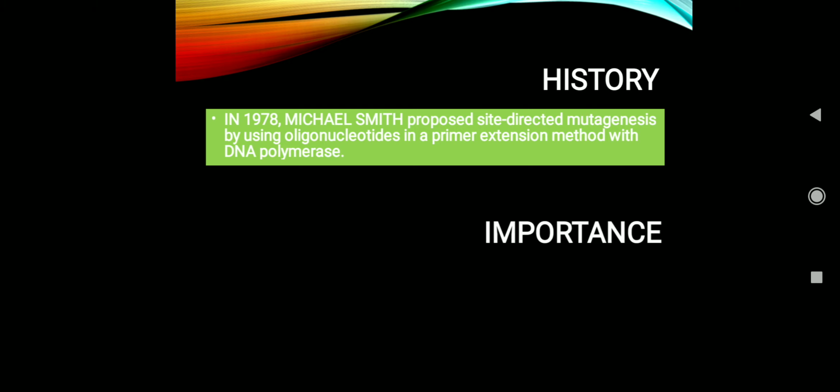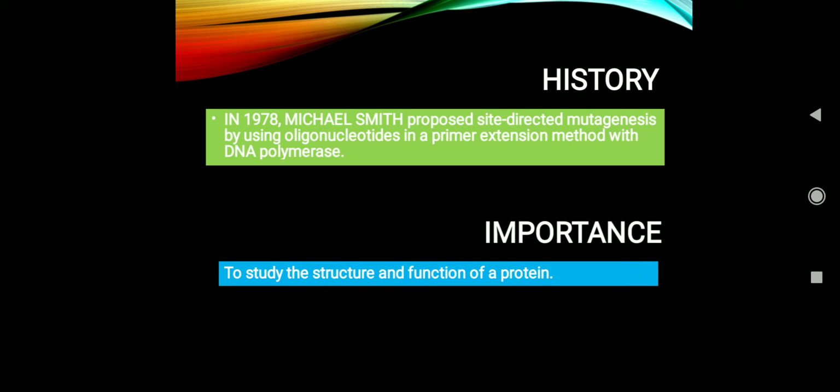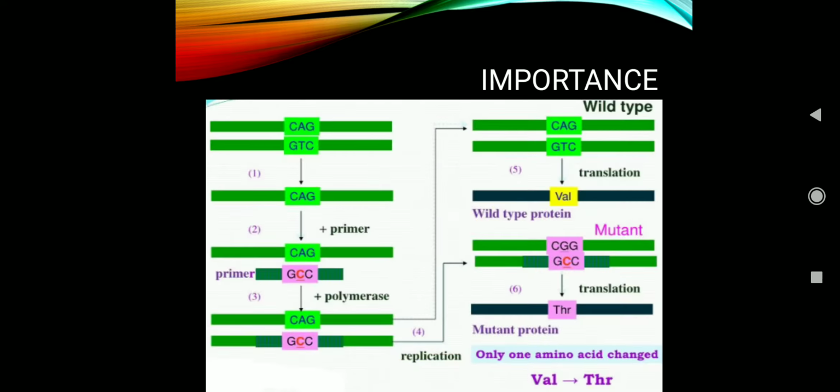So what is the importance of carrying out this site-directed mutagenesis? Why do we have to carry out site-directed mutagenesis? This is used to study the structure and function of a protein. So let us see how we analyze the structure and function of a protein by site-directed mutagenesis.